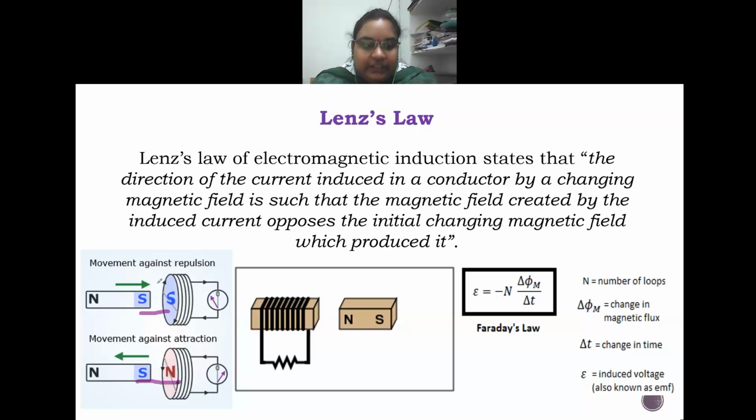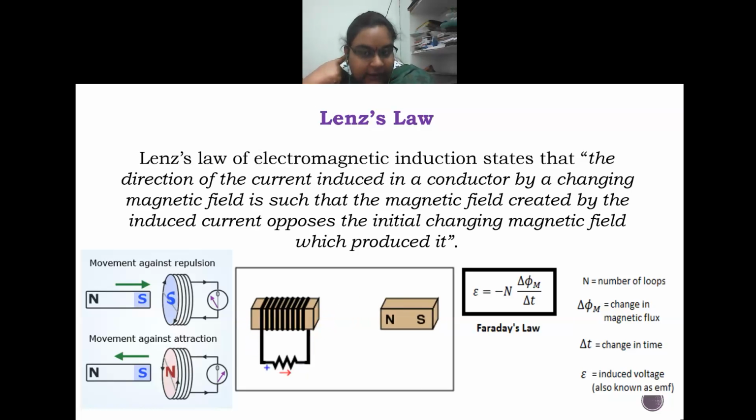Because of this opposition nature, the voltage which will be produced will be associated with a minus symbol, because it is always opposite to the source. So we are representing the voltage which is produced in the conductor as a negative value. That is why here we are getting a minus symbol. E is equal to minus n into d phi by dt. So this is the Lenz law.